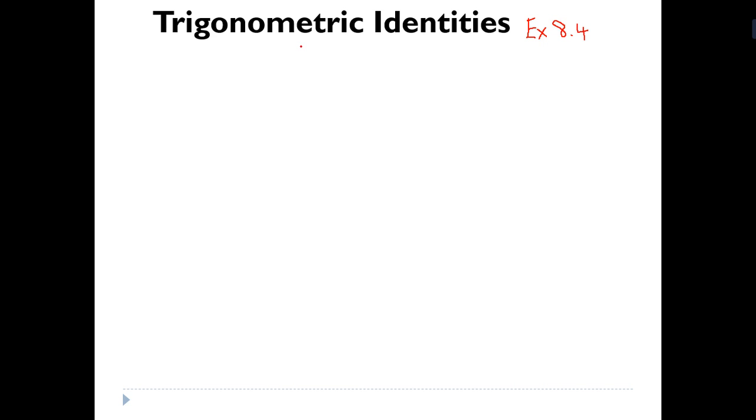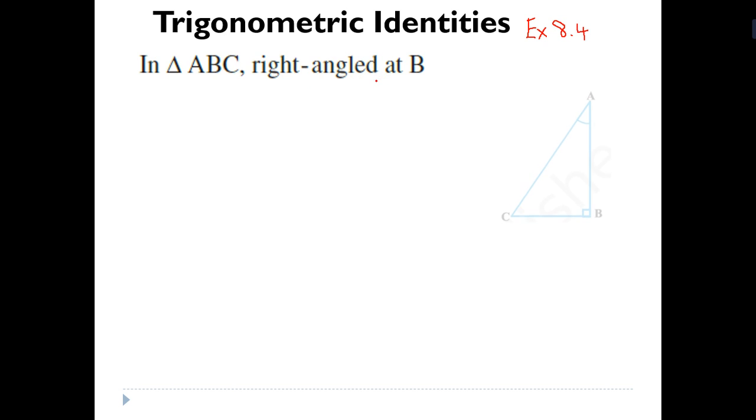When we start trigonometric identities, we first have to draw one right angle triangle. Let us take triangle ABC in which angle B is equal to 90 degrees, and here it is A. Now if we apply the Pythagoras theorem, we get AB square plus BC square equals AC square.